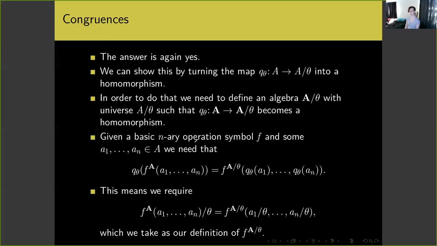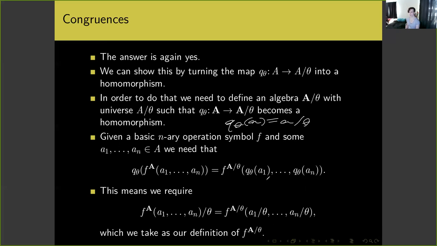So if we have any basic n-ary operation symbol F and some A1 through AN in our universe, then we need that Q theta applied to F computed in A of A1 through AN is F computed in whatever this algebra is, which we have yet to define, of Q theta of A1 through Q theta of AN. Now, by definition of Q theta, remember, Q theta of A was by definition the equivalence class of A mod theta. And so we actually require then, by applying the definition of Q theta, that the equivalence class of F of the AI is actually going to be the value of F computed in A mod theta of the equivalence classes of the AI mod theta.